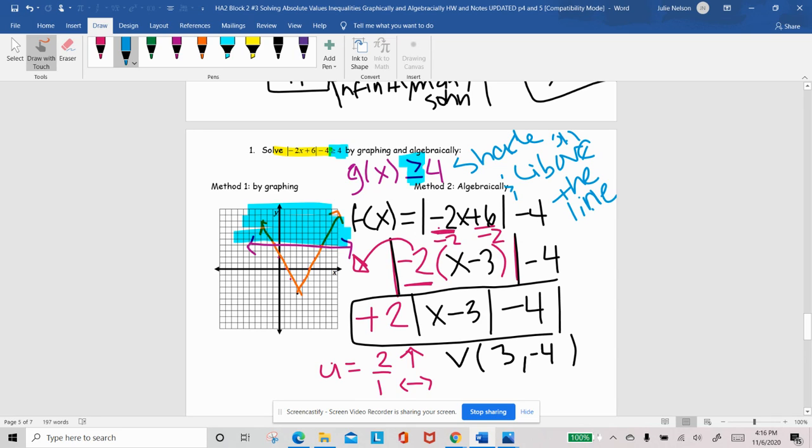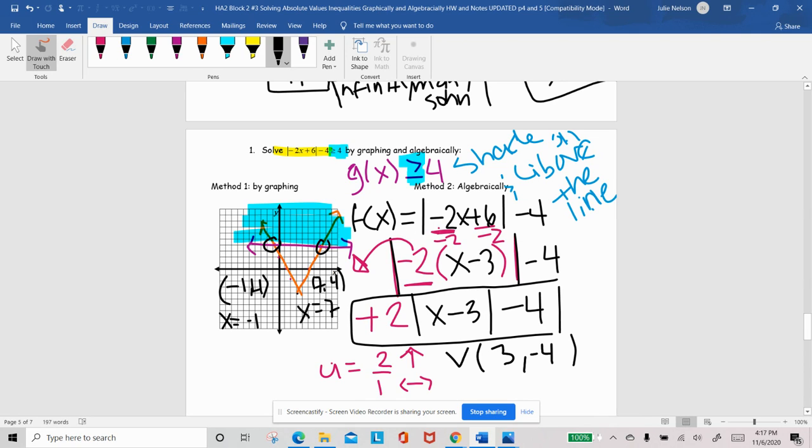So where do the absolute value function and the linear inequality intersect? Well, it looks to me that they intersect at -1, 4. So x equals -1. And it looks like they intersect at 1, 2, 3, 4, 5, 6, 7, 4. So x equals 7.